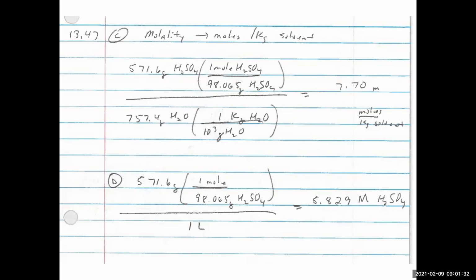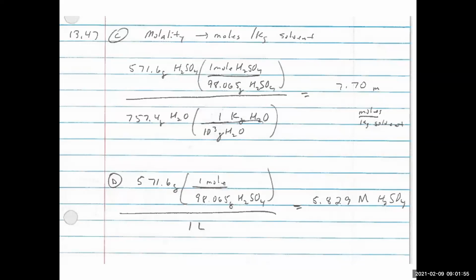And then the last one is calculate the molarity. It's a 1 liter solution, as we've been told. Once again, we calculate moles of sulfuric acid in the numerator, and then it's per liter. So then that comes out to be 5.829 molar.